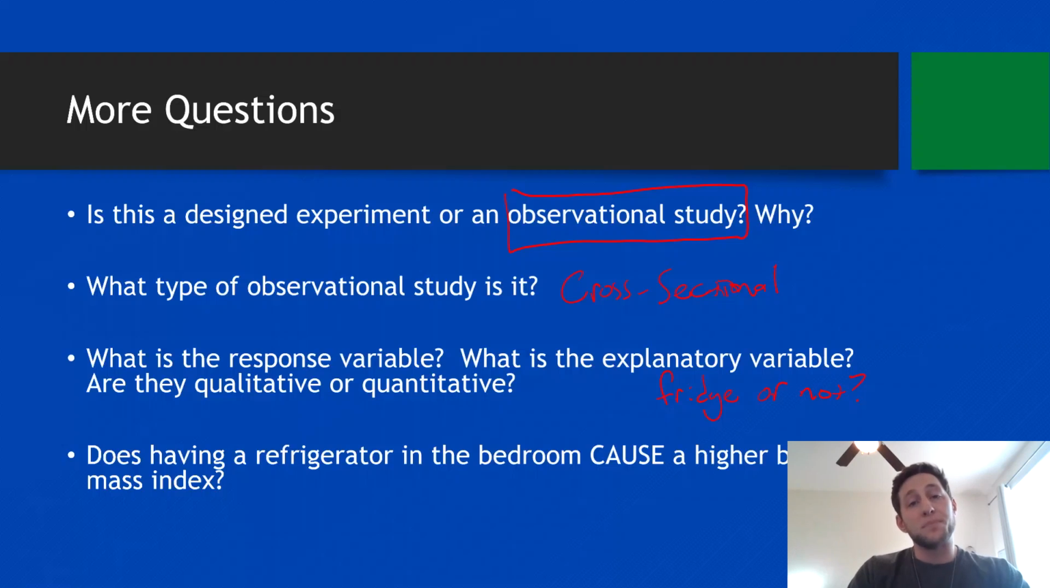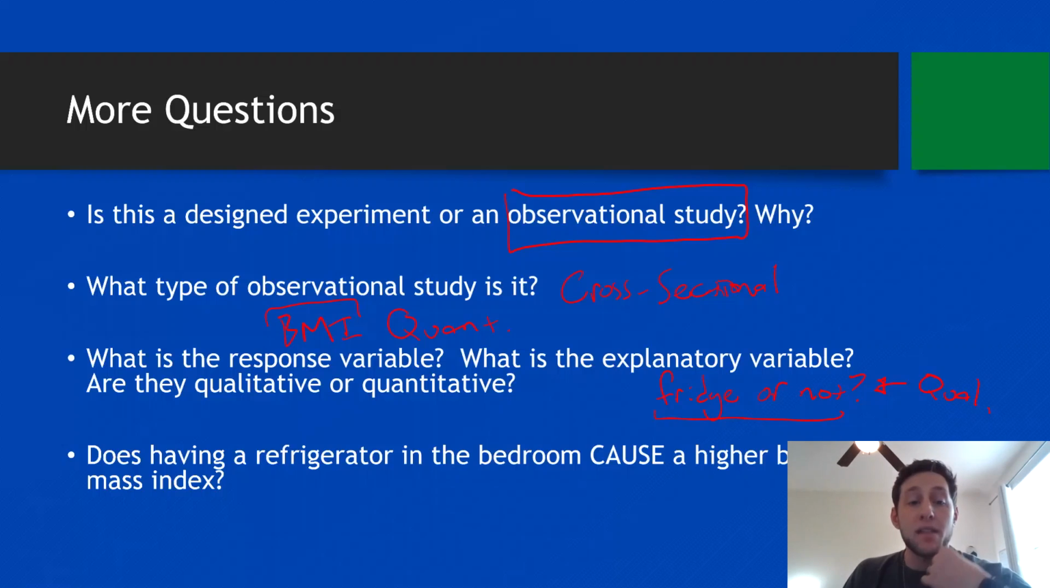This leads us to the response variable, which was BMI. We were trying to use the explanatory variable to tell us something about the response variable. Now, in this case, are they qualitative or quantitative? This right here would be qualitative, which I'll shorthand, whereas BMI would in nature be a number. Therefore, it would be quantitative.